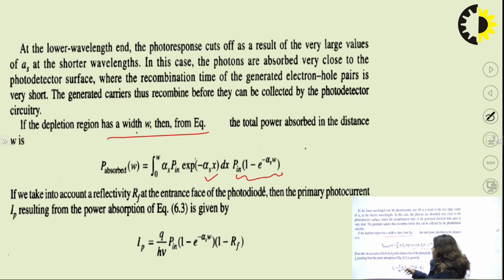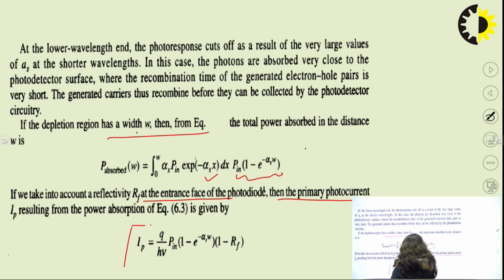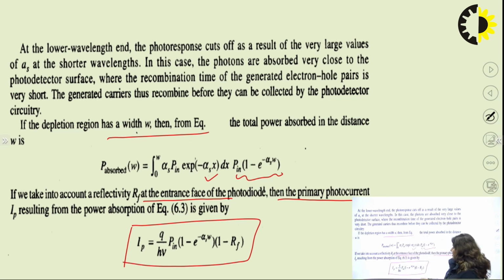If we take into account the reflectivity RF at the entrance face of the photodiode, then the primary photocurrent, whatever is generated with the help of this P absorbed, is given by IP, which is equivalent to Q upon h nu, P in, 1 minus e to the power minus alpha S W, 1 minus RF, where RF is the reflectivity at the entrance. So, these equations are important.